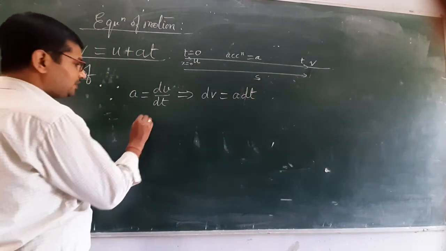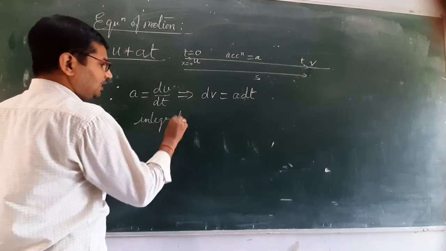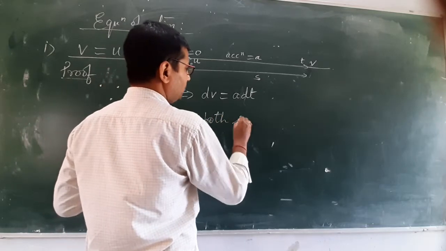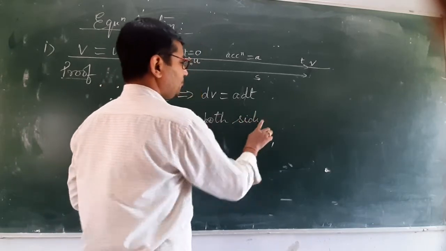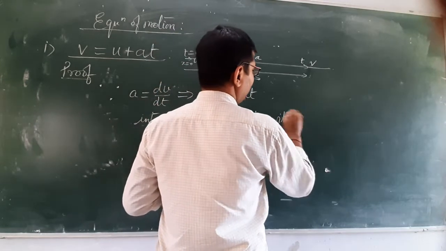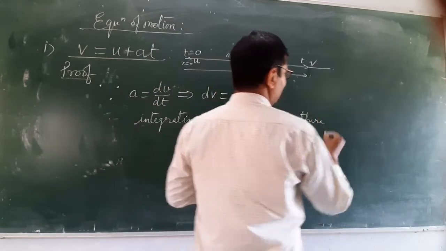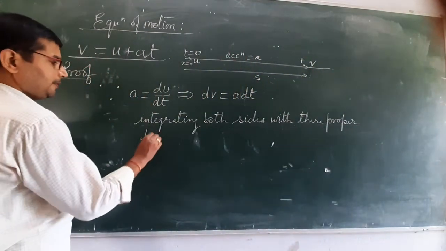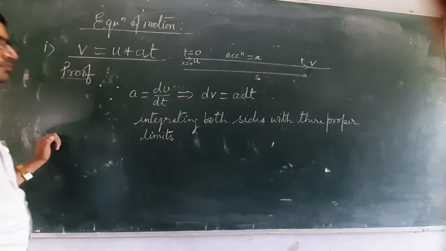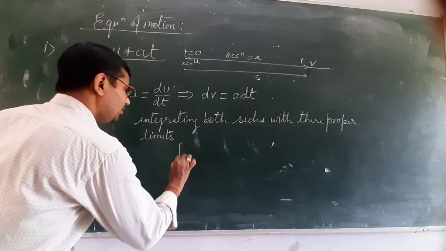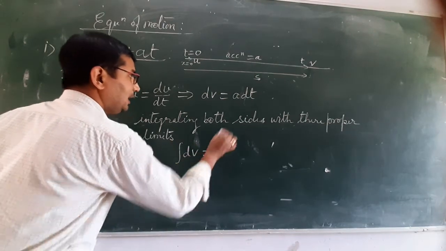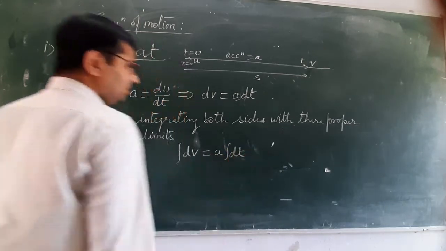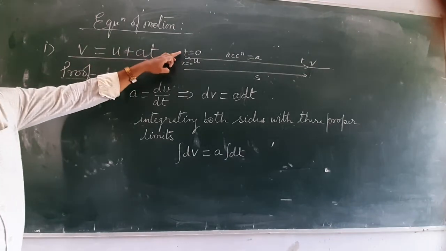So integrating both sides with their proper limits. What is the proper limit? First of all, make integration of both sides. a is constant, so it will be outside the integration. Let us check what the limits are.